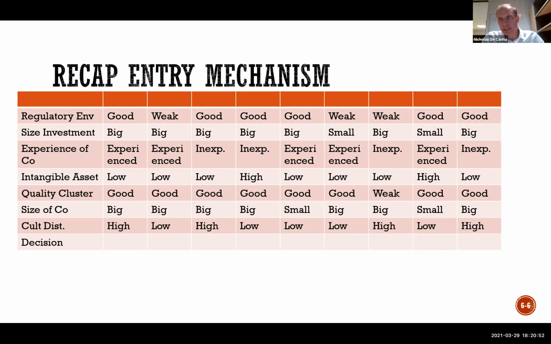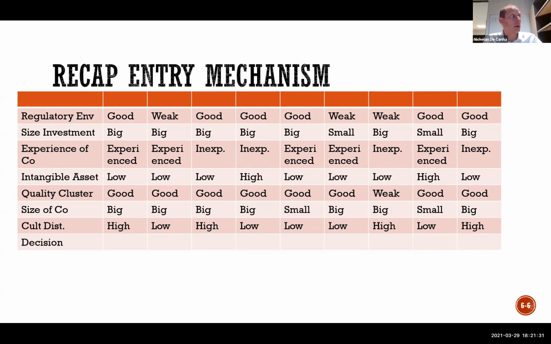Yeah, so there are some combinations, and I'm going to point them out, and maybe we can discuss them. I think scenario 4 looks like a difficult one for a couple of reasons. You've got a decent regulatory environment, but you need a big investment. You are not experienced, and a lot of it is intangible. This is going to provide some challenges.